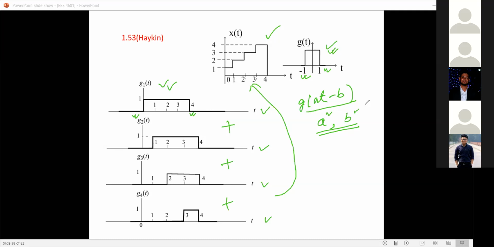Then your equation for the lower bound will be something like this: AT minus B would be equal to, for your lower bound, T equal to 0, and that is equal to -1. So you can easily calculate the value of B. In the same way, you can calculate the value of A. As a result, this general equation G(AT minus B) can be derived for G1T, G2T, G3T, and G4T.